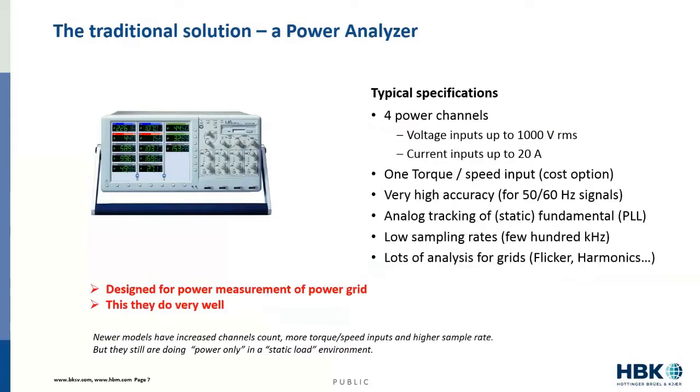It uses an analog tracking PLL to link up with the inputs, and that's what gives it the extremely high accuracy. It has sample rates of a few hundred kilohertz, which is more than enough to support those static 50-60 hertz signals that it was designed for, and it has lots of analysis for grid type measurements. So it's a great solution for doing power measurements on a power grid.